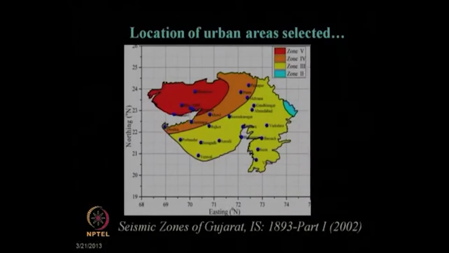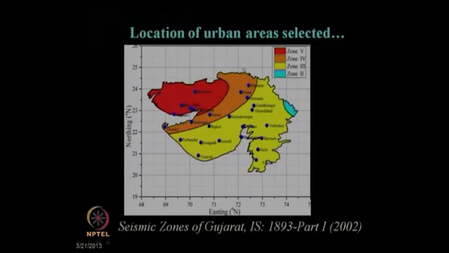Now, this is the seismic zonation map of Gujarat state of India as per Indian Seismic Design Code IS 1893 part 1 of 2002 version. That is the latest version still available. These are the 4 color codes like red, orange, yellow and blue. These are showing 4 different zones, zone 5, zone 4, zone 3 and zone 2. Among these, zone 5 is the most vulnerable one, zone 4 is lesser than that, zone 3 is lesser than that and zone 2 is least vulnerable in the Gujarat region.